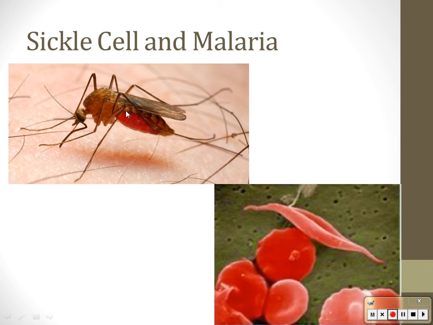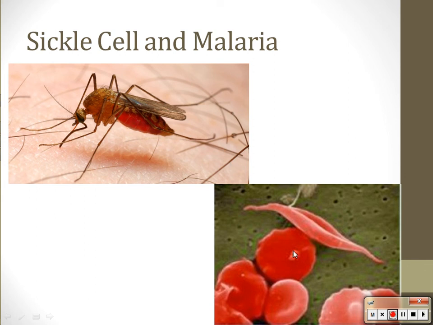Now, the reason why it connects to malaria is mosquitoes carry malaria, and malaria cannot infect the sickle cell red blood cell. So the people who have 100% sickle cell normally die, but the ones who have half sickle cell, half regular, are resistant to malaria. So in places that have lots of malaria, you also find a very high number of people who are carrying the recessive sickle cell gene.